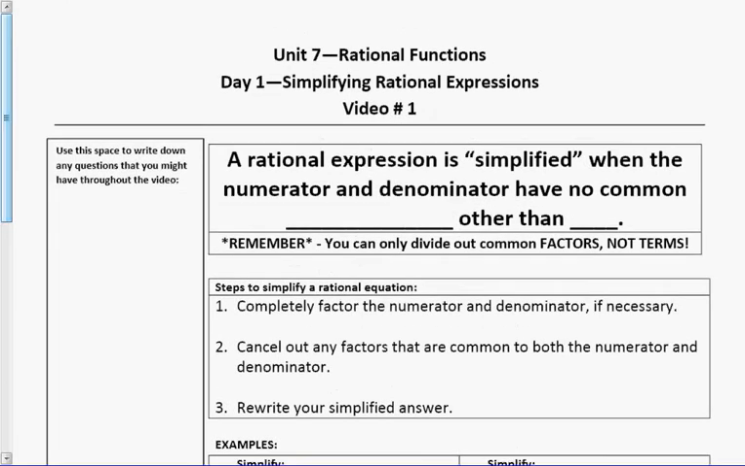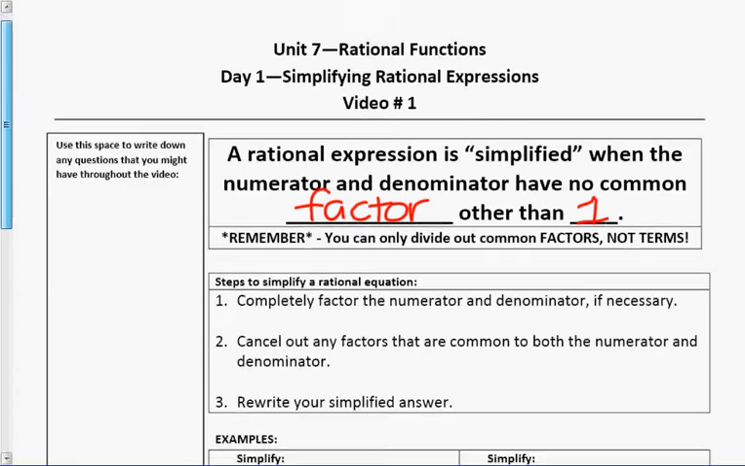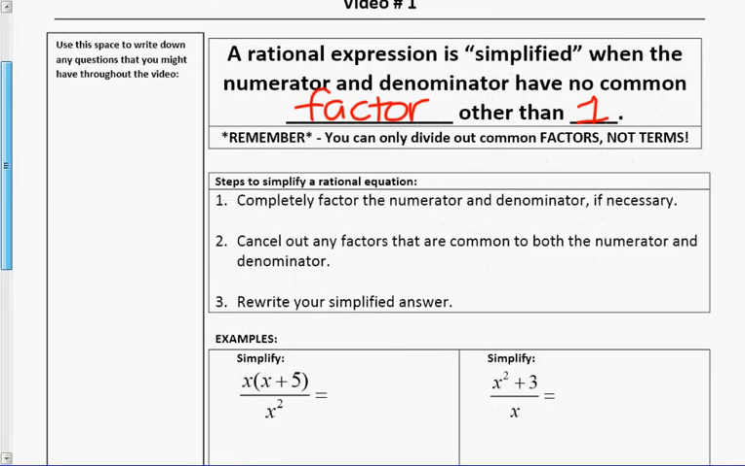So we're going to talk about rational expressions. A rational expression is simplified when the numerator and denominator have no common factor other than 1. Okay? And I'm going to show you exactly what this means through the problems. So just remember this main thing, that you can only divide out common factors, not terms. And as we go through it, I'm going to show you in the problems what I mean by that.